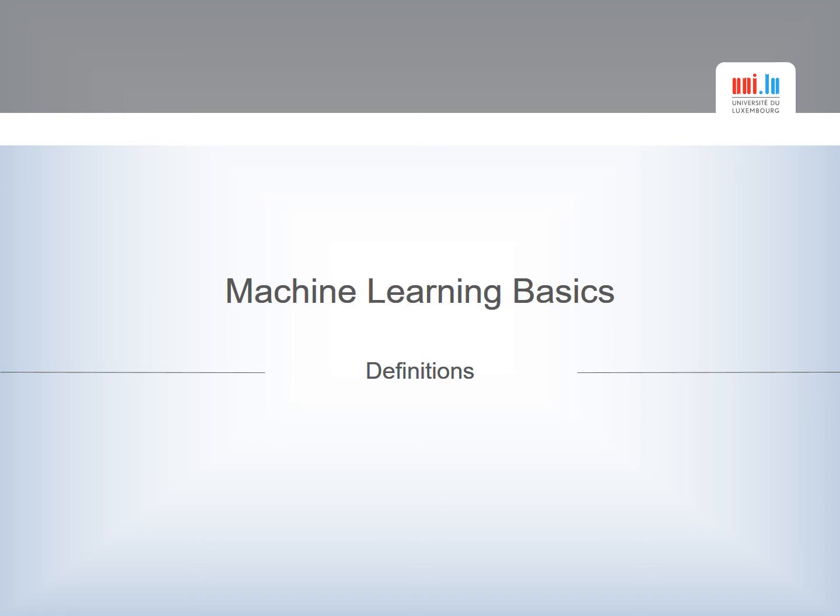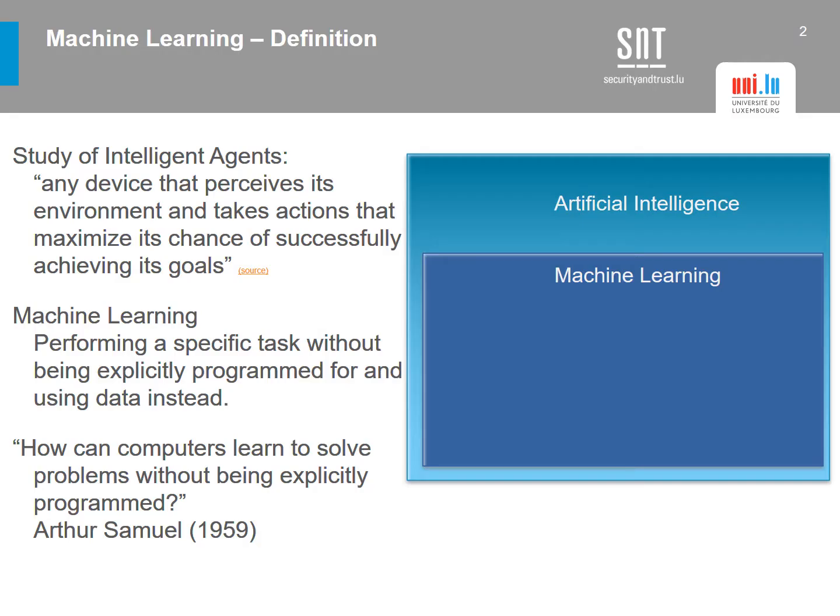We are starting off with some definitions to avoid any confusion on the terms that are frequently used in machine learning. So let's review some basic definitions. Artificial intelligence has a very general scope. It includes a lot of algorithms and general solutions.